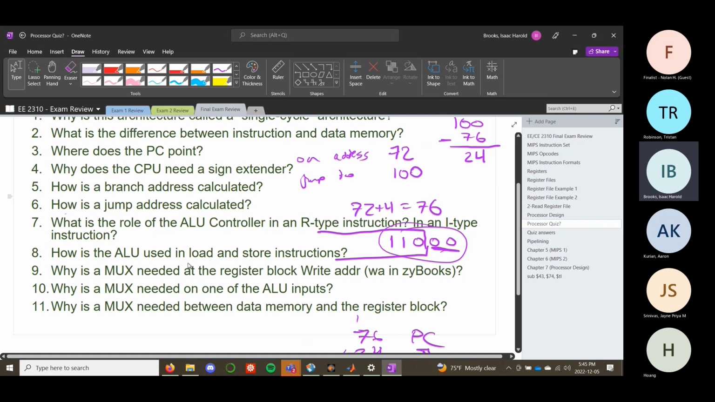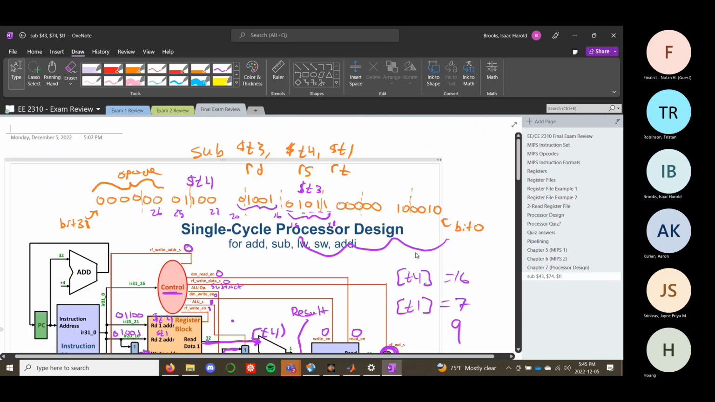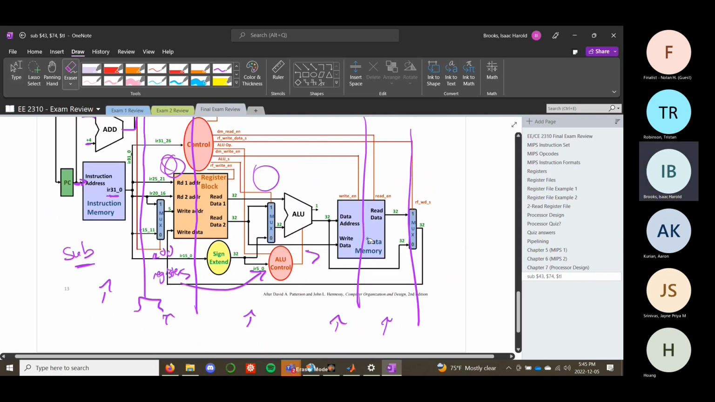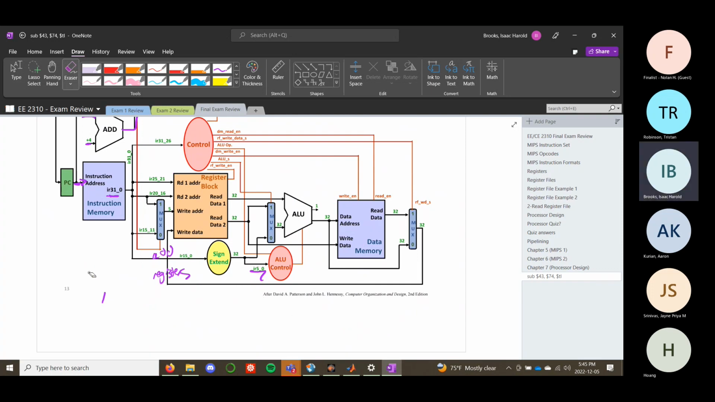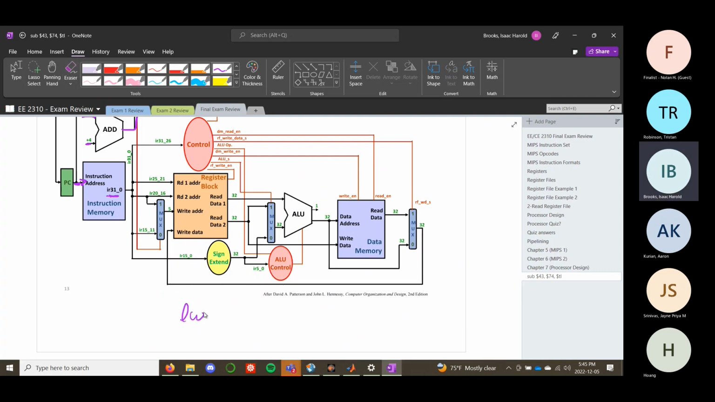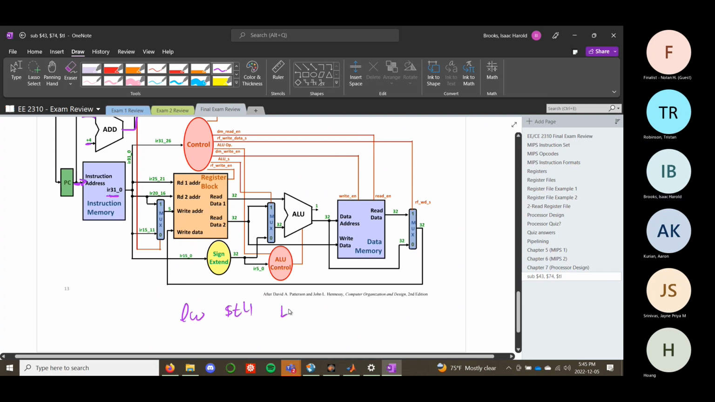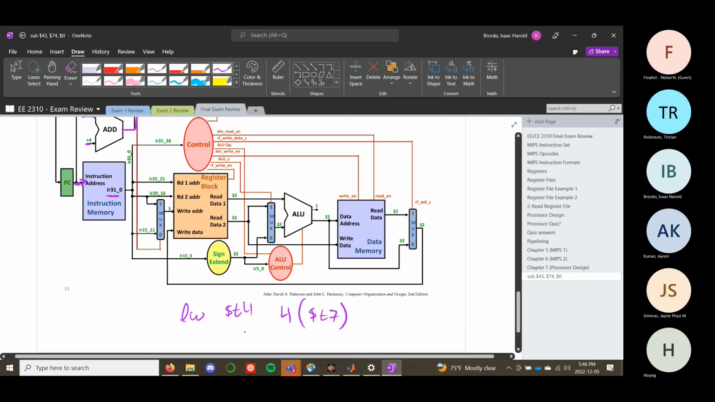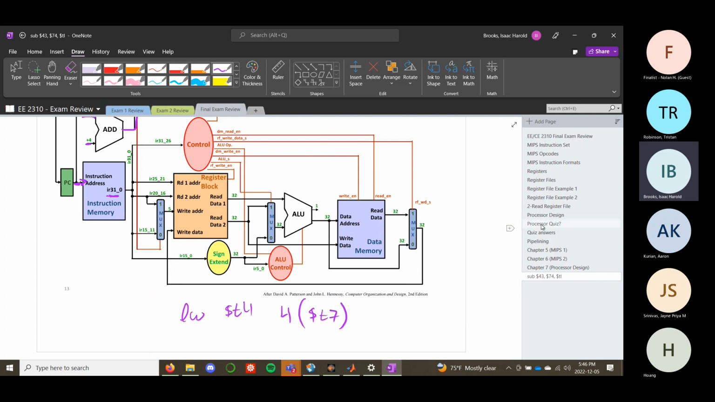How is the ALU used in load and store instructions? Let's again look at the diagram, and I can erase all this pipelining nonsense. In load and store instructions, remember we have an offset. Like load word T4, we could have an offset here, 4(T7). So this is going to do the contents of T7 plus 4, and that's the address that we're going to read from memory. So the ALU is used to calculate the address that we're going to read from memory in the load and the store instructions.